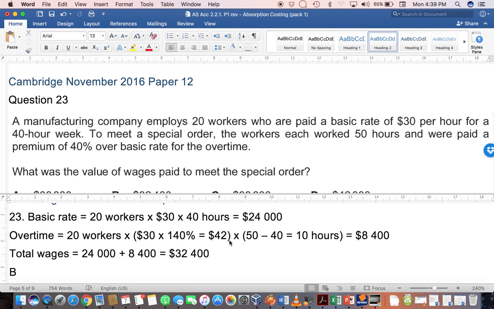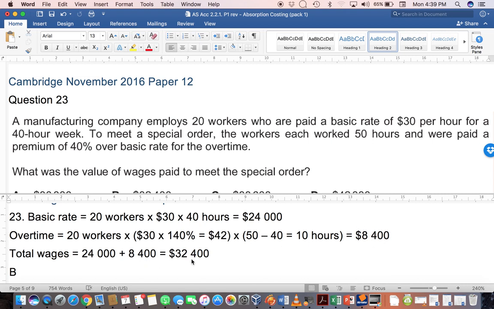In other words, times 140%. So we'll say 20 workers times the overtime rate of $42 times the extra overtime hours, which would be the total of 50 needed minus the 40 normal time to give you the 10 hours that were at overtime. This calculation then tells you that overtime of $8,400 must have been paid.